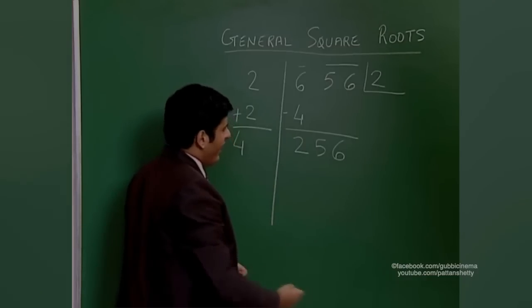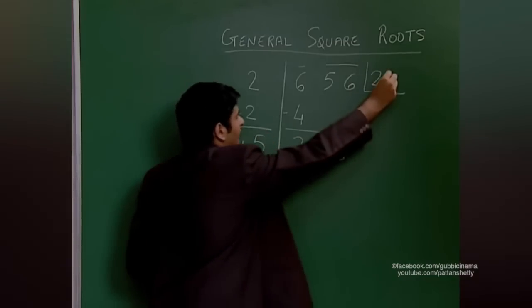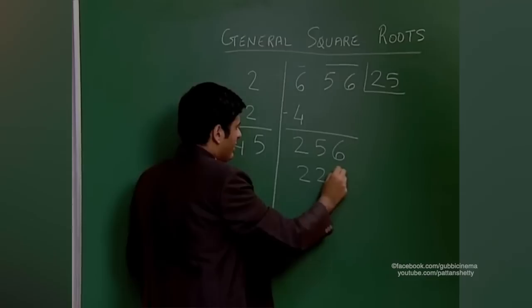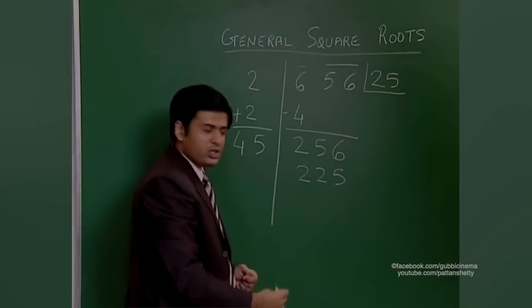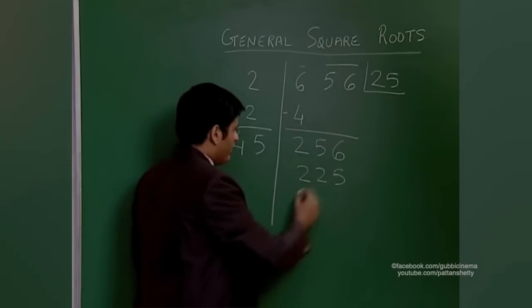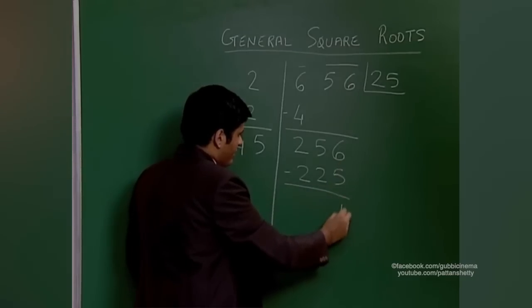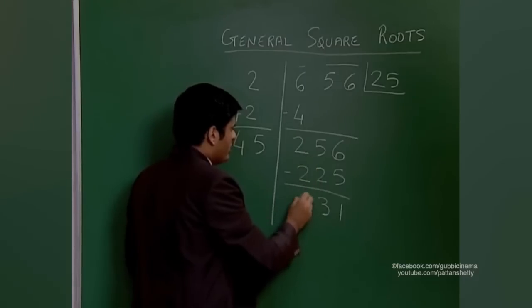So 45, if I try, 45 times 5 is 225. The more you practice your tables, the more you practice your multiplication, the closer will be your estimation. 45 times 5 is 225. Let me subtract. 6 minus 5 is 1. 5 minus 2 is 3. 2 minus 2 is 0.